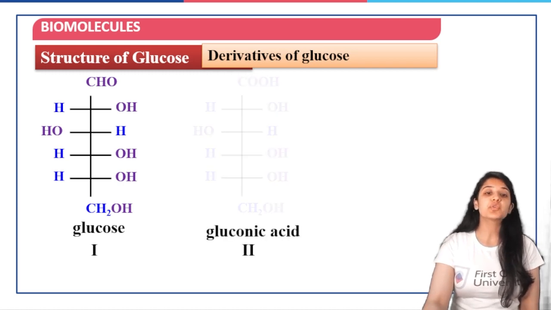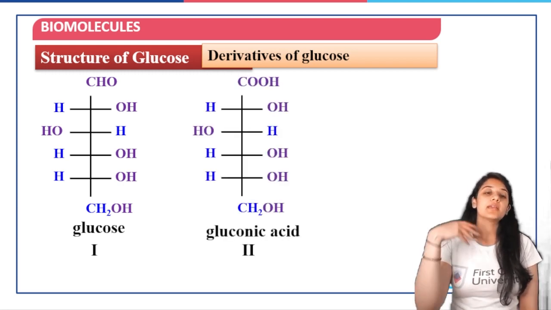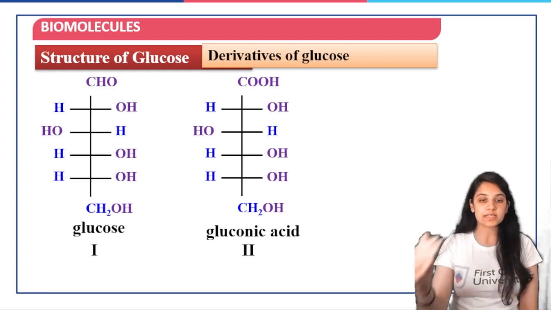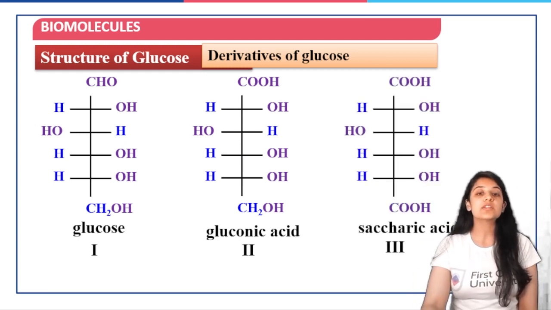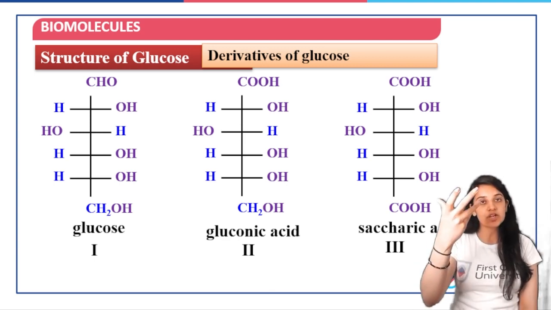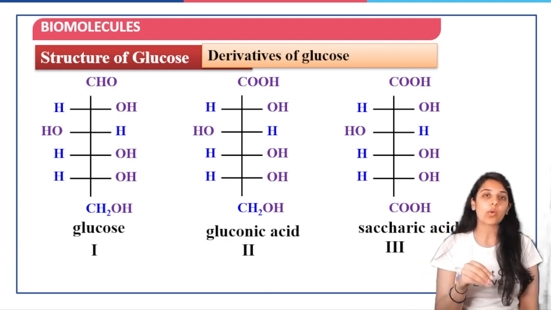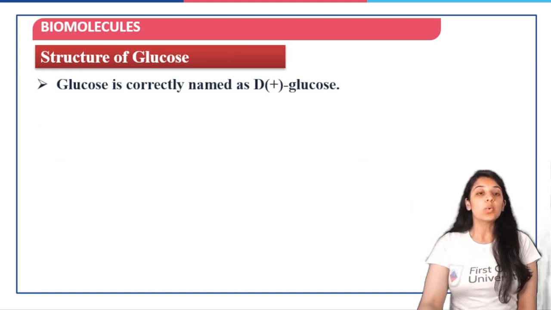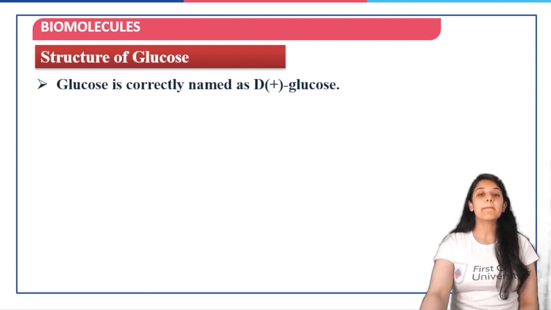Then the derivatives of glucose are gluconic acid, where the CHO group has just been oxidized to a COOH group, and the rest is the same. And saccharic acid is where both the CHO group as well as the primary alcohol, that is CH2OH, have been oxidized to COOH groups. Now, glucose is correctly named as D plus glucose.